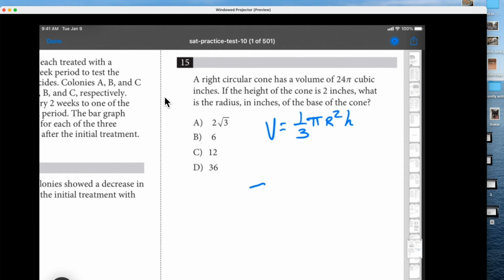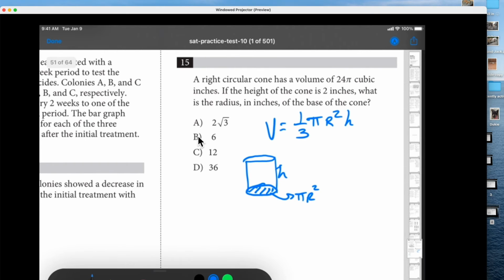Okay, now a right circular cone comes initially from a cylinder. And if you look at the volume of a cylinder, it's the area of its base, or pi r squared, taken through a length in space of h. So the volume of a cylinder is pi r squared h. But when you have a cone, that cylinder gets taken to a point, if you will, like this.